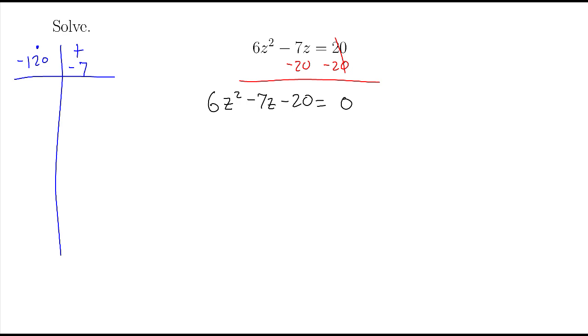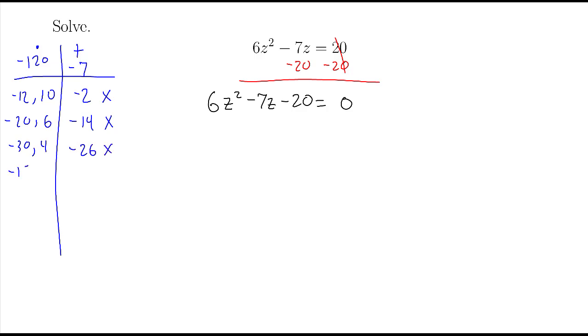Okay, so I need two numbers that multiply together to be negative 120. I'm going to list out some numbers that do that. First ones that come to mind would be negative 12 and positive 10. Negative 12 times 10 is negative 120. Those add up to negative 2. I need them to add up to negative 7. Okay, I might try maybe negative 20 and 6. That will give me negative 14 if I add them together, so that's no good. What about negative 30 and 4? Those multiply together to be negative 120, but that adds up to negative 26, so that's no good.